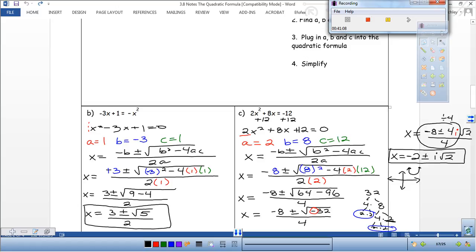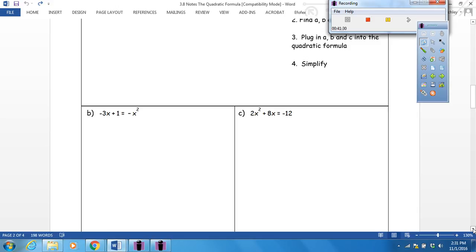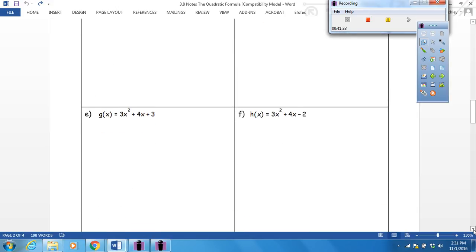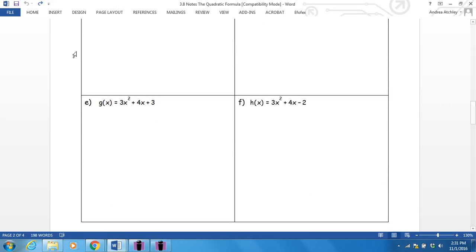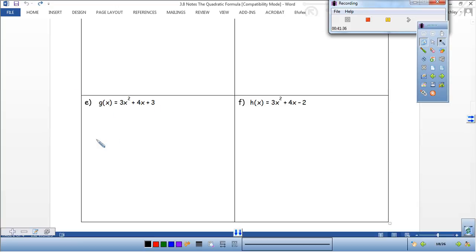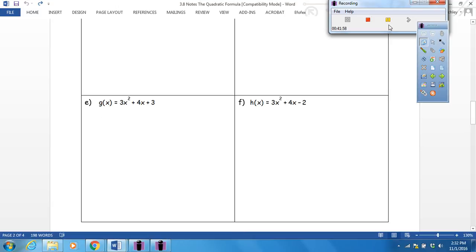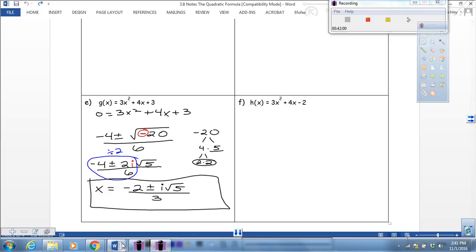Okay, we're going to try one on our own. Okay, E. You guys are going to do E on your own. Okay. It has g of x equals this. Remember, you're looking for the x-intercept. So this g of x is just 0. Equals 3x squared plus 4x plus 3. Now you get to solve.